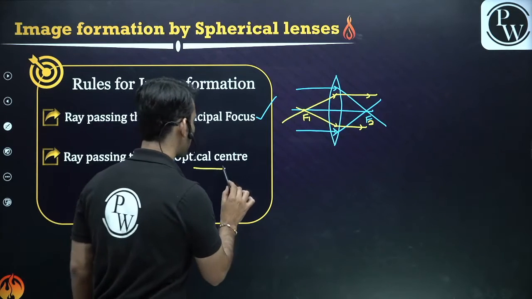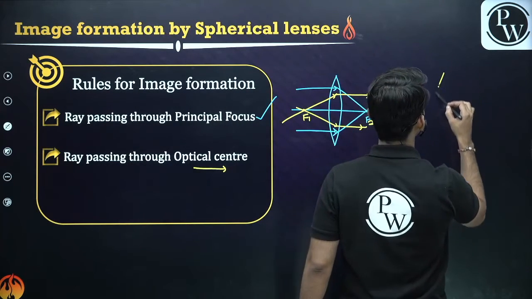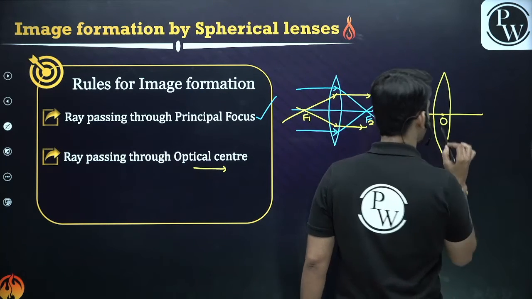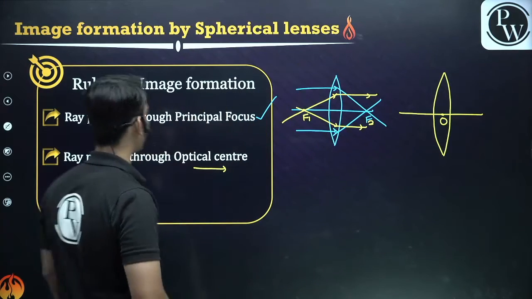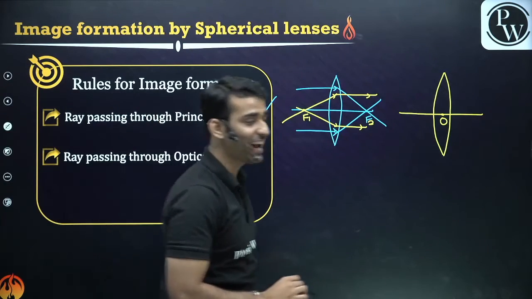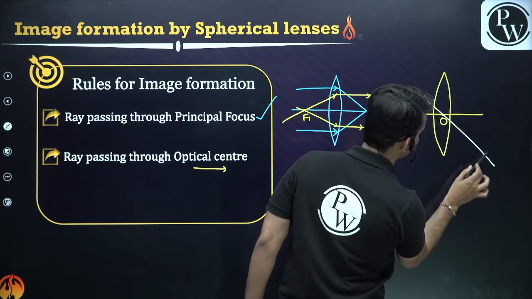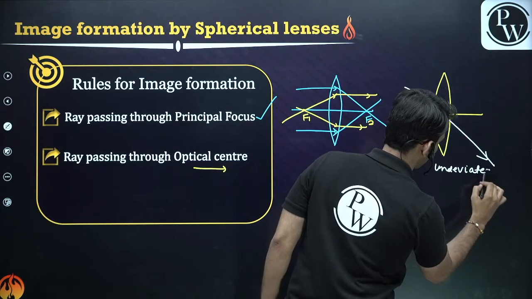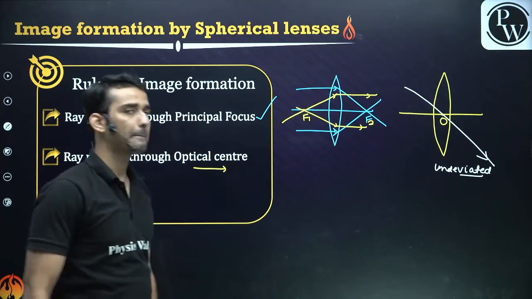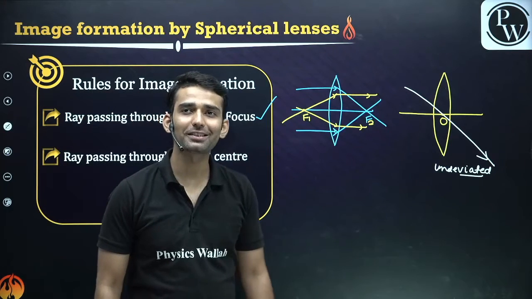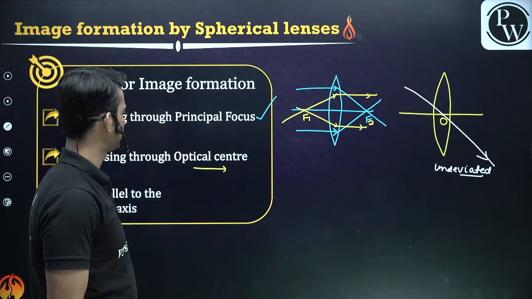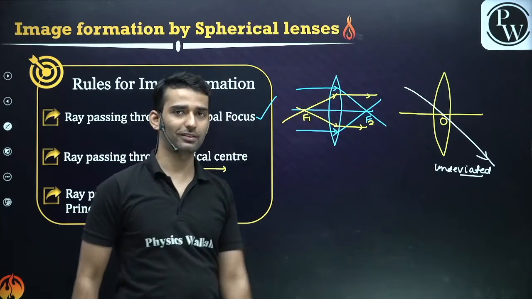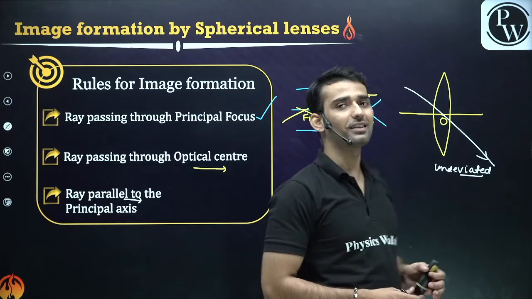Second ray passing through the optical center. If you pass any ray through the optical center, that ray does not deviate at all. It will go as it is, like this, undeviated. So this is how rays are formed. Next is the ray parallel to the principal axis. I had told you it will converge at the focus in case of a convex lens, or diverge in case of a concave lens.